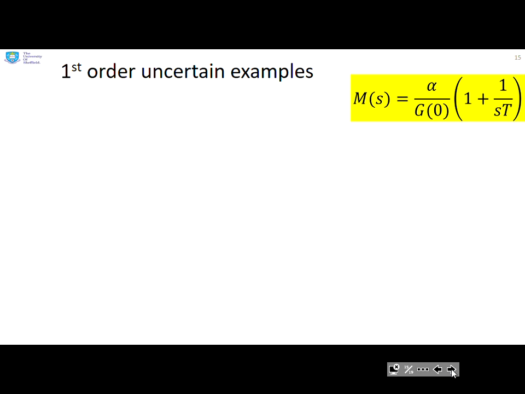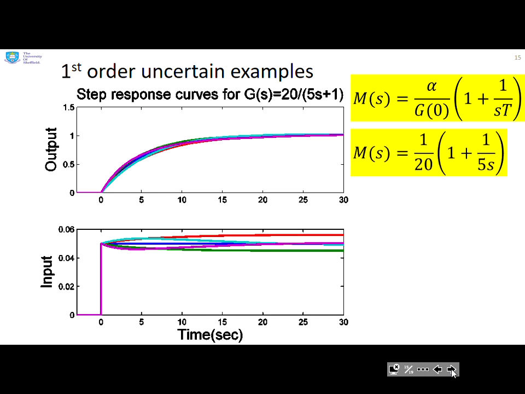Let's demonstrate how this works then. That's a reminder of our formula. So here's this system. We've got G equals 20 over 5s plus 1. So G of 0 is 20. So you'll notice in the formula I put 1 over G of 0, which is 1 over 20. The time constant is 5, so I put 1 over 5. And in this case, I've got alpha equals 1.